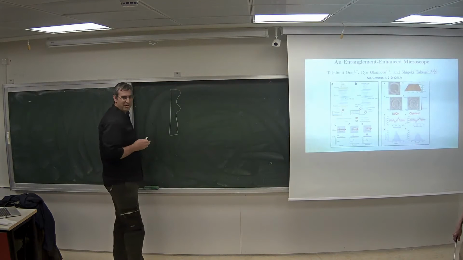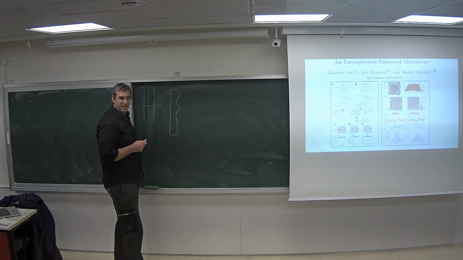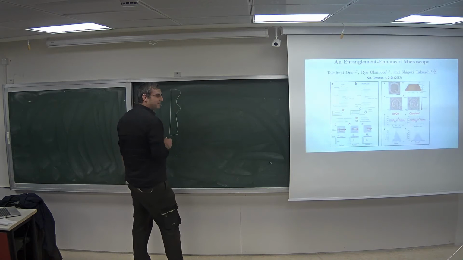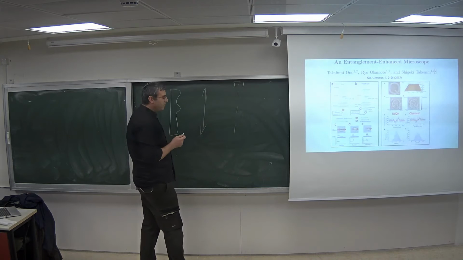So suppose you have something which is transparent, but it creates a phase gradient on light going through it, and you'd like to image this. There are a few ways to do it, and they all involve basically putting a lens, going to a Fourier plane of this, and then there are a few options.